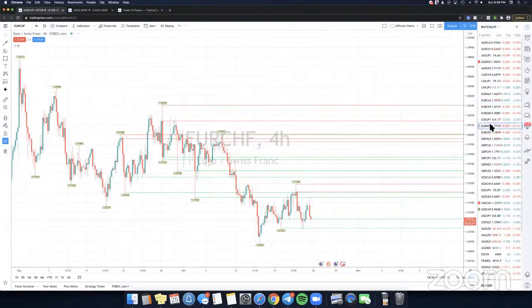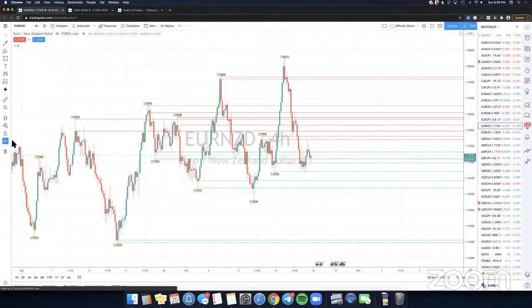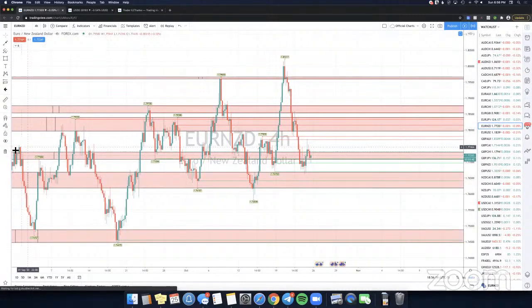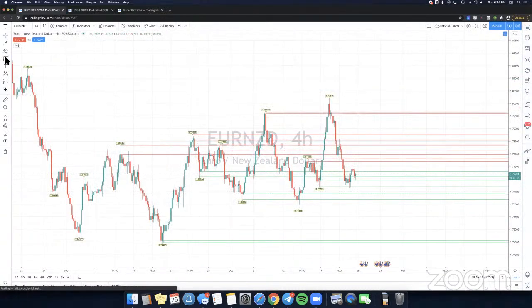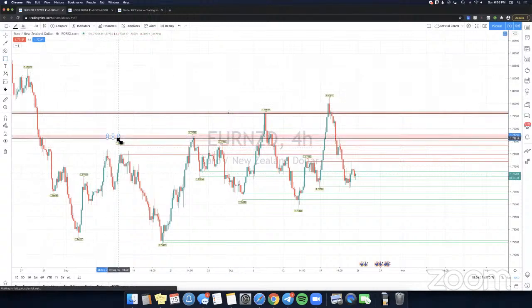So let's go over to Euro NZD. So this was Brian's request. We're going to take some time on this to make sure that we analyze this properly, and I'll give you guys my analysis on how I think this is going to move. So let's draw these zones on the chart real quick.